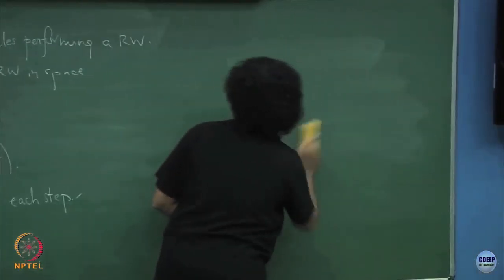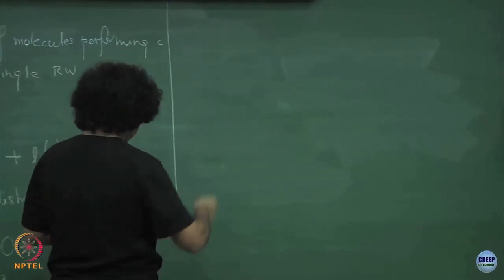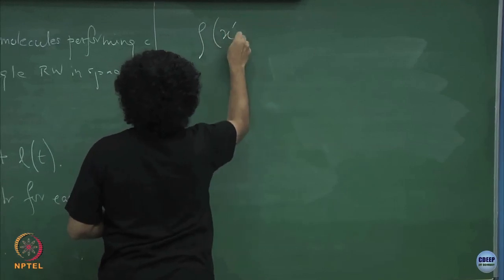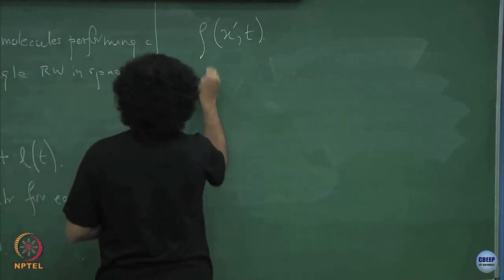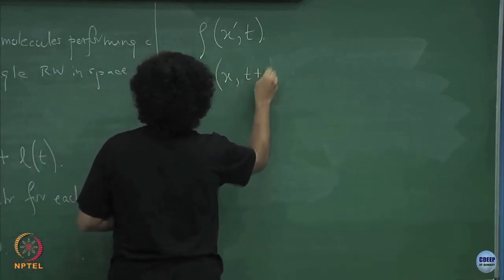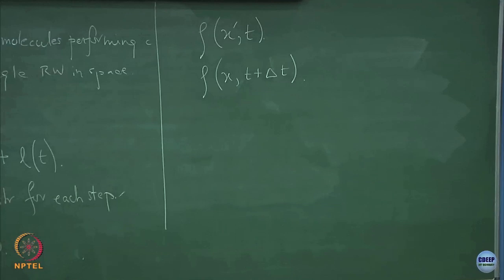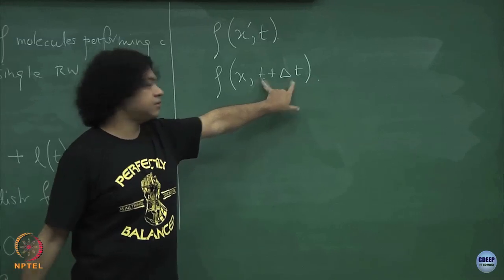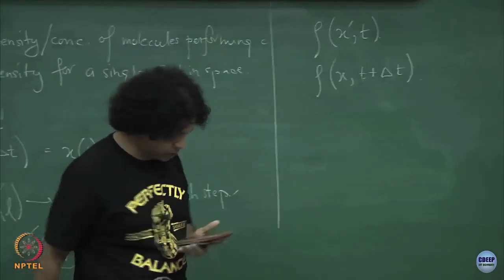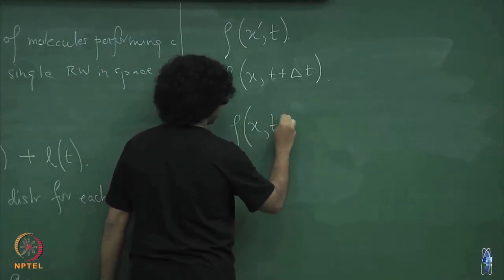So now what I want to ask is that given some probability distribution at time t, rho of x prime comma t, what is the probability distribution at some time t plus delta t? So given some probability distribution at time t, what is the probability distribution at the next instance of time t plus delta t? So how do I go from here to here? So rho of x, t plus delta t.